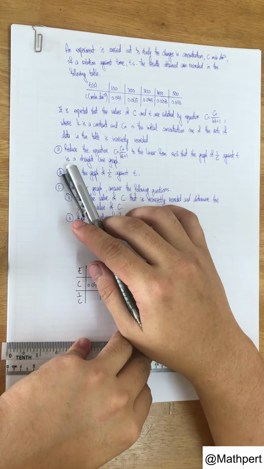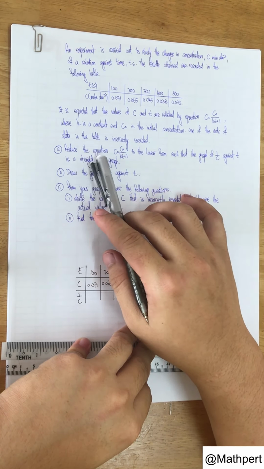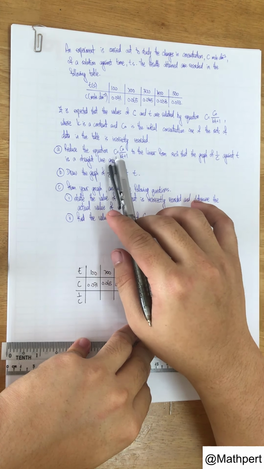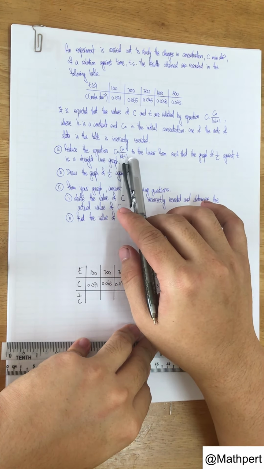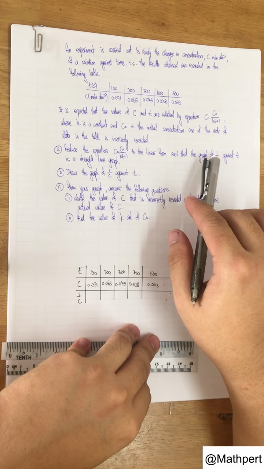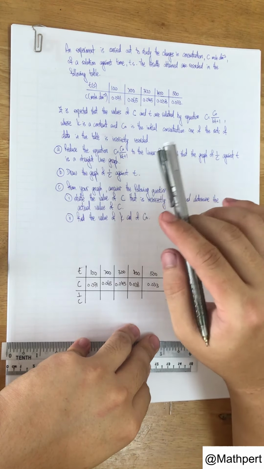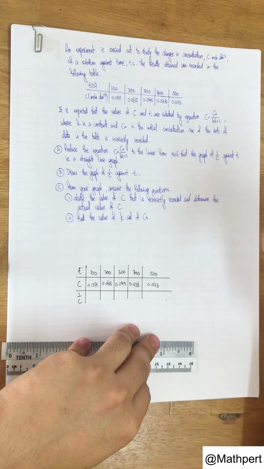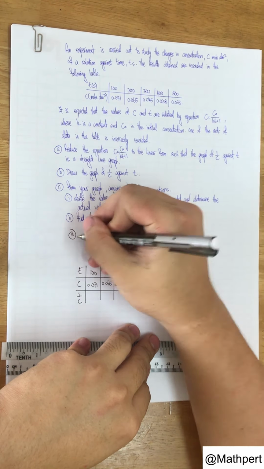First part of the question. Reduce the equation C equals to C0 over kt plus 1 to the linear form such that the graph of 1 over C against t is a straight line graph, right? First part of the question.